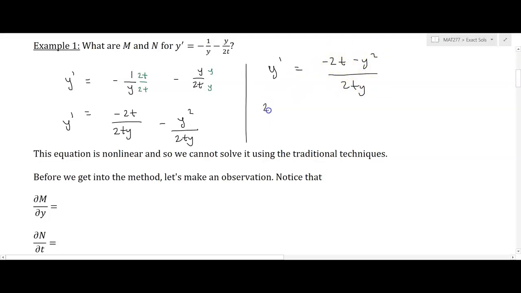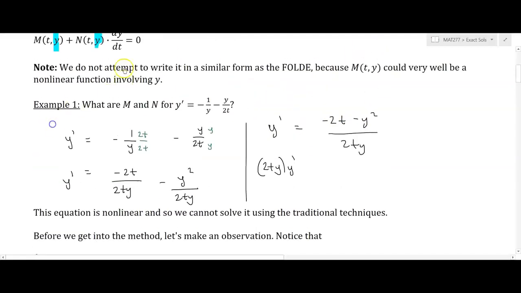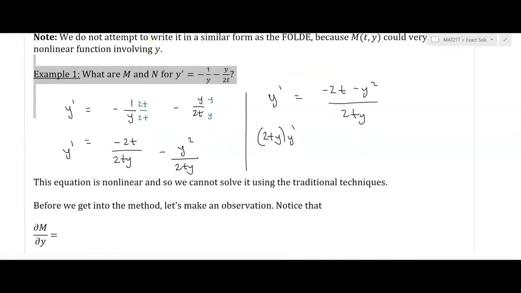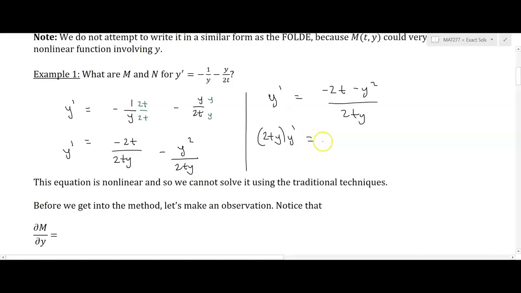Now I can multiply both sides by 2ty. Again, remember what I'm trying to do here is get it into this form where I have some coefficient multiplying the y prime and then some standalone term not involving dy/dt. Okay, so now when I see what I have left, I have negative 2t minus y squared, and if I add both of these to the other side, I'll have 2t plus y squared plus this second term, 2ty y prime, equals 0.